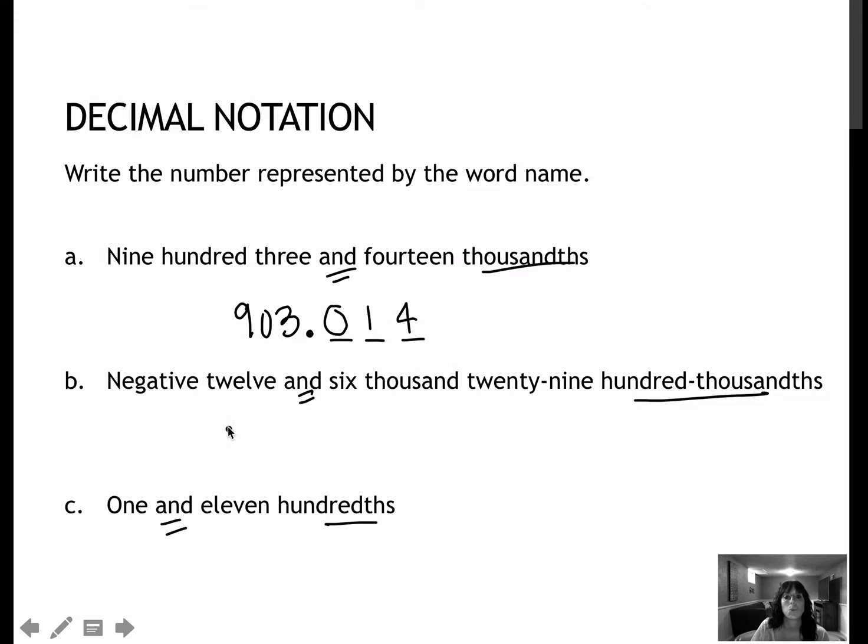My next one, negative 12 and 6,029 hundred-thousandths. So again, not a bad idea to leave yourself little spaces. This is tenths, hundredths, thousandths, 10,000ths, 100,000ths. In those places, I need 6,029. So 6,029 would look like this. 0 is a placeholder. My last one, 1 and 11 hundredths. So 1 and tenths, hundredths. I need 11 of them. So it's 1.11.